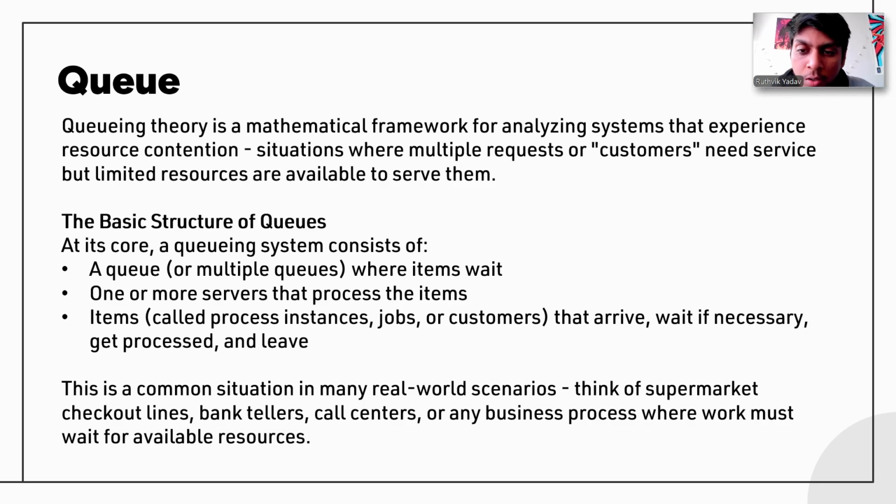Basic structure of queues. At its core, a queuing system consists of a queue where items wait, one or more servers that process the items, and items, which are the instances that arrive, wait if necessary, get processed and leave. This is a common situation in many real-life worlds, as I've explained. Think of supermarkets, bank tellers, call centers, restaurants.